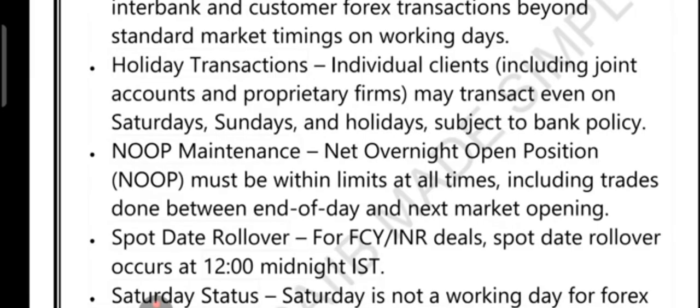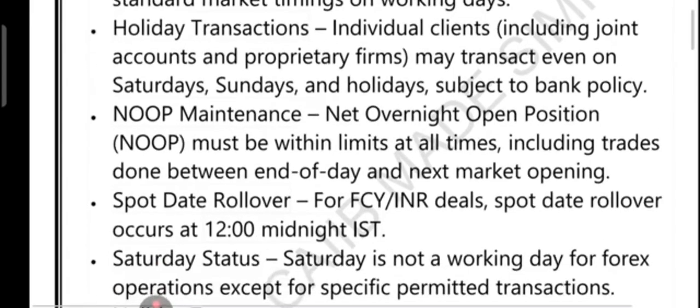Now banks must always keep their net overnight open position, or NOOP, within limits. Basically, banks can't take too much risk by holding foreign currency overnight. This includes trades done after market hours but before the next opening. So that is what I say, that the NOOP has to be maintained.